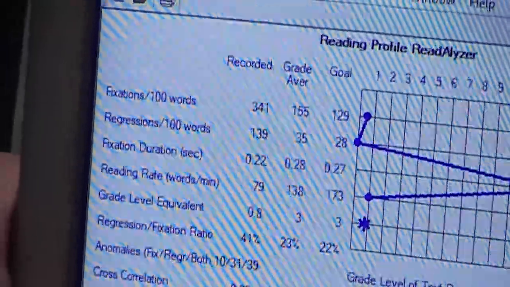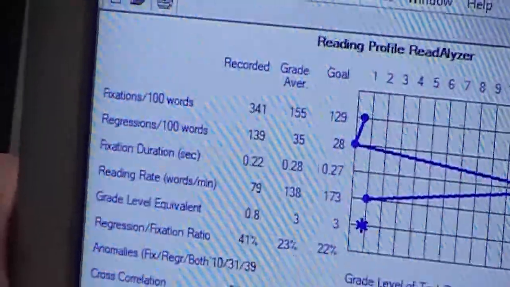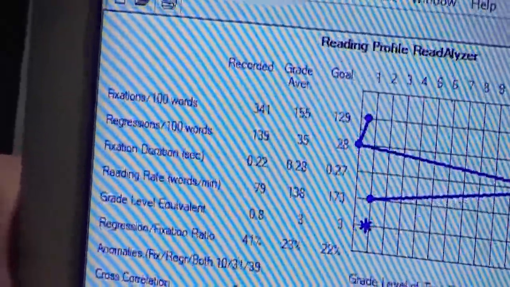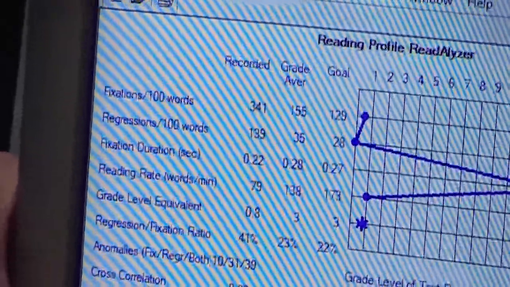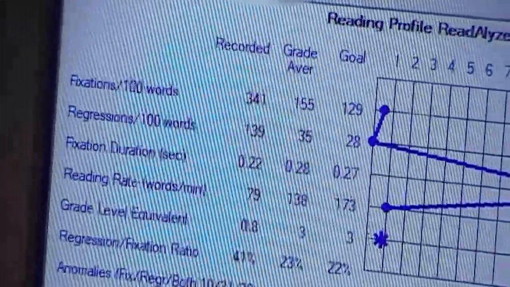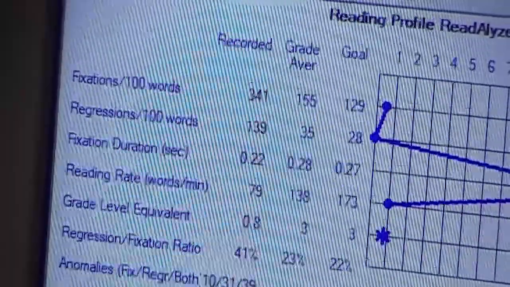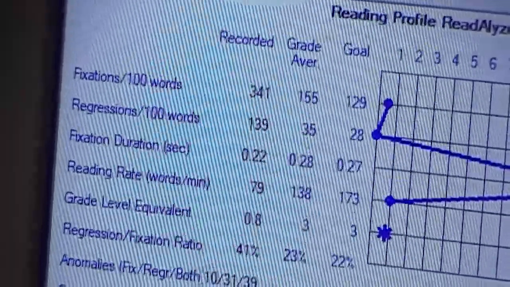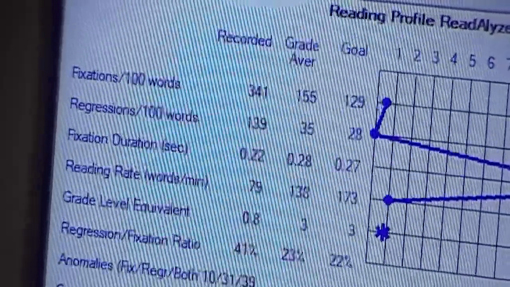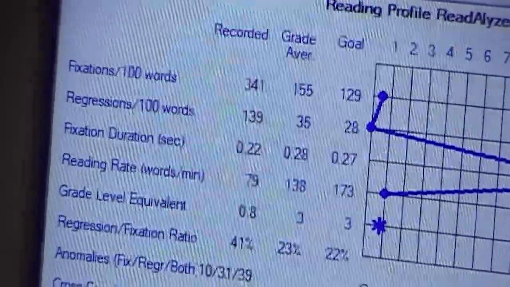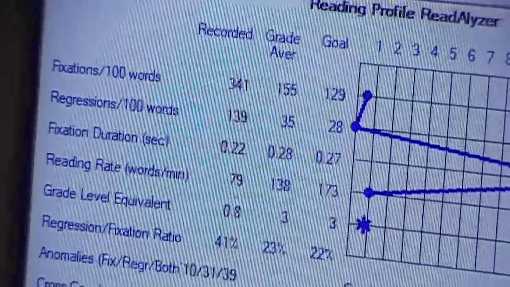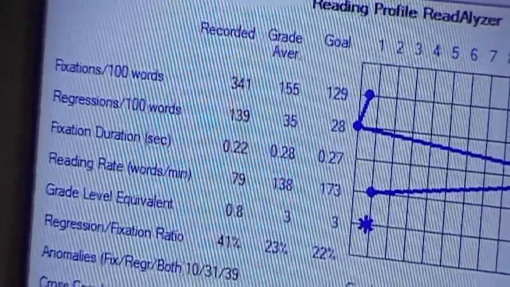The next line says regressions. That means how many times a person goes back and rereads. So somebody in third grade would do that about 25 times, whereas this person, you can see, is doing this about 130 times, almost 140 times. Reading rate means how many words they're reading per minute. So somebody in third grade would typically read 138 words, but this person is only reading 79 words.